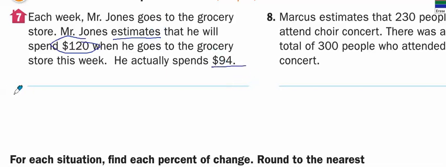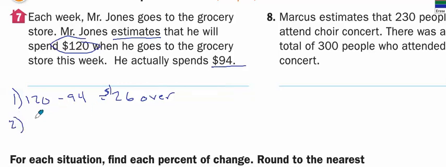So again, step 1 is to look and say from 120 to 94, did he overestimate or underestimate? Well, 120 minus 94, if you use mental math, it takes 6 to get to 100 and 20 more to get to 120, which means he had a $26 overestimate. So he was $26 over his estimate. Now, step 2 is to set up your ratio. You take how much he was over, the $26, and we compare it to the actual amount. He actually spent $94. So we want to know what percentage 26 is of 94.